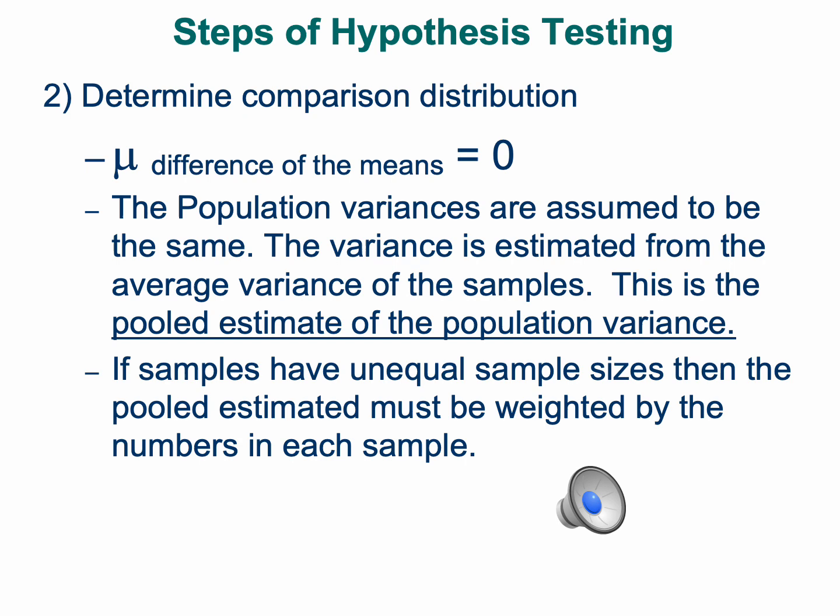You're going to be estimating variance from two samples. You have to combine them somehow, and you do that with a formula for estimating the pooled variance. If you have unequal sample sizes, which you could easily have in a real study, then the pooled estimate has to be weighted by the numbers in each sample. You don't want a sample of a small number to have the same influence on the population variance estimate as a sample that has a larger sample size. So you weight it based on that, and you'll see when we do the formula later how this weighting is done.